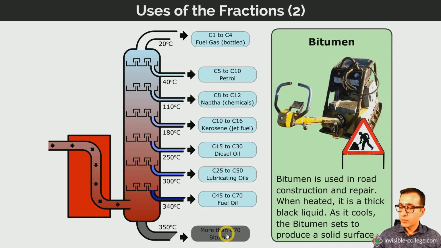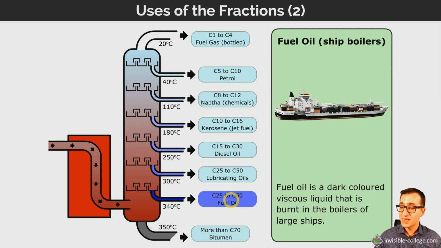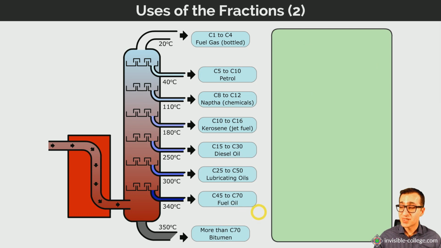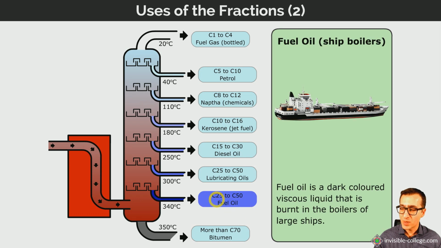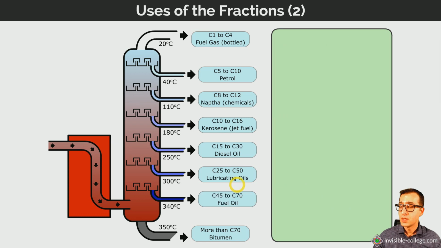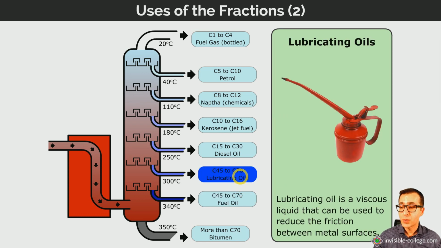If we look at the next fraction up, so slightly smaller molecules from 45 carbons to 70 carbons, these are the types of molecules which are typically used in fuel oil. Now, fuel oil typically is within this range, it's about 25 to 50 carbons, but there is a bit of overlap here. So fuel oil is used for very large vessels such as container ships. Then you have the lubricating oils. Again, there's some overlap here, but the lubricating oils are typically viscous oils.